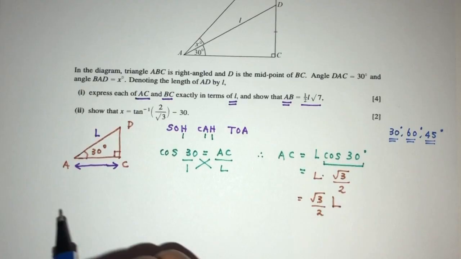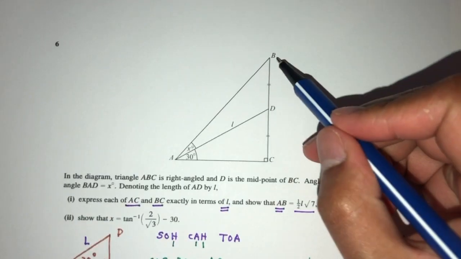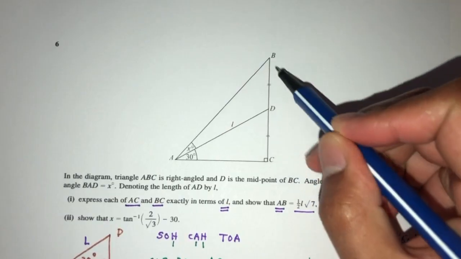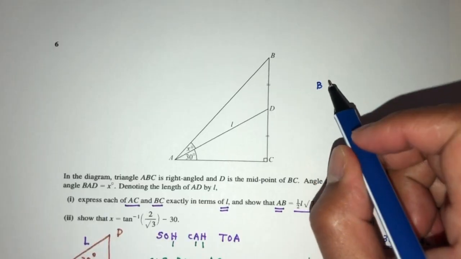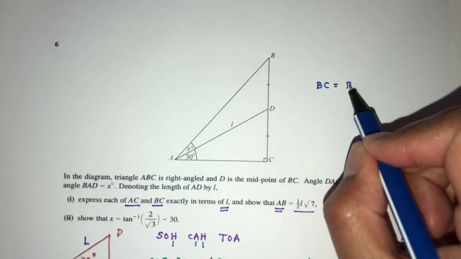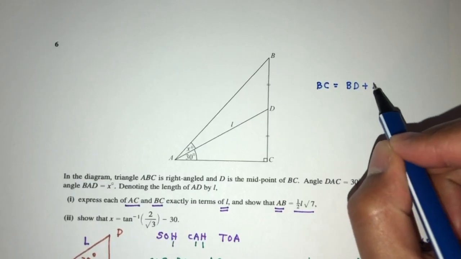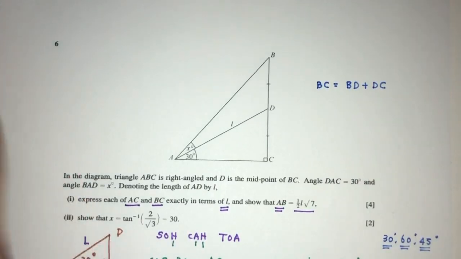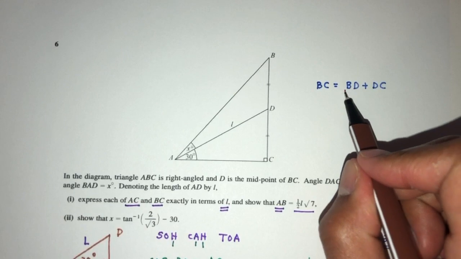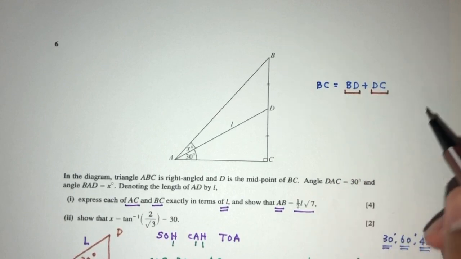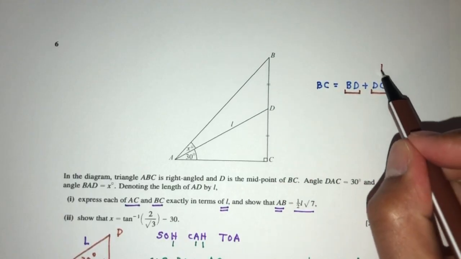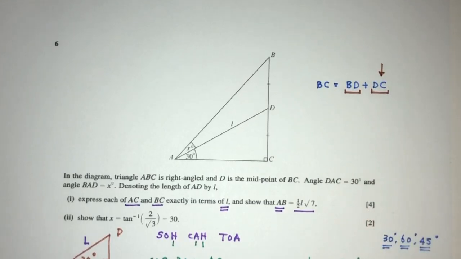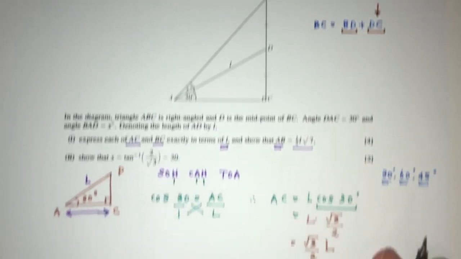Now for part 2, we have to find the value of BC. Now let's have a look for BC. So where's BC? BC is this big thing. As we can see by observation, we know that BC is BD plus DC. So we have this part and this part. Now we understand that BD and DC are the same, so we can just find DC first and then multiply by 2 to get BC. So let's first find DC.